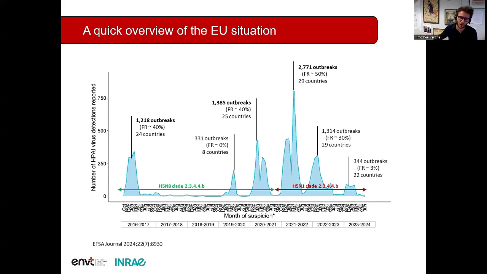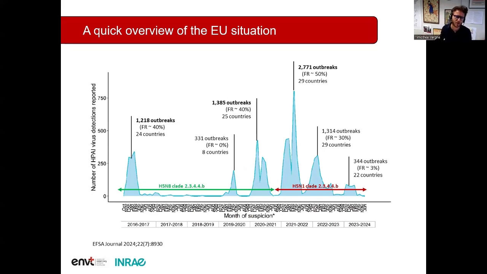Since autumn 2016 mostly, we had seasonal peaks every winter, during the different epidemic seasons, almost between 2017 and 2019. But it started in 2016-2017 with a dramatic epidemic in Europe with 1,200 outbreaks, and France accounted for almost 40% of them. So there were 484 outbreaks in France that year, which was never seen before.